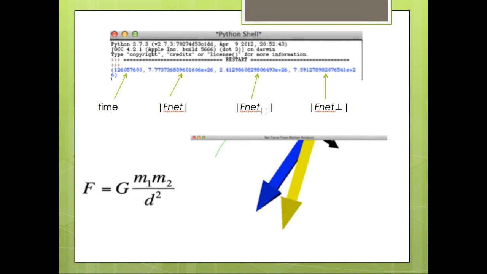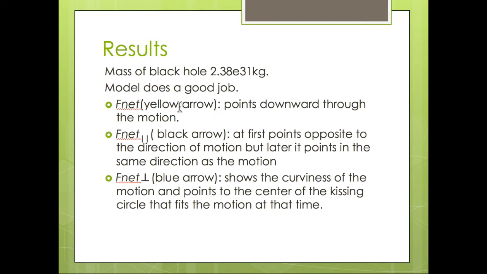With this value, and using Newton's universal law of gravitation, I was able to find the mass of the black hole. Here's the value that the code runs and determines. The mass of the black hole is equal to 2.38 e to the 31 kilograms. The results I got show that the model does a good job.